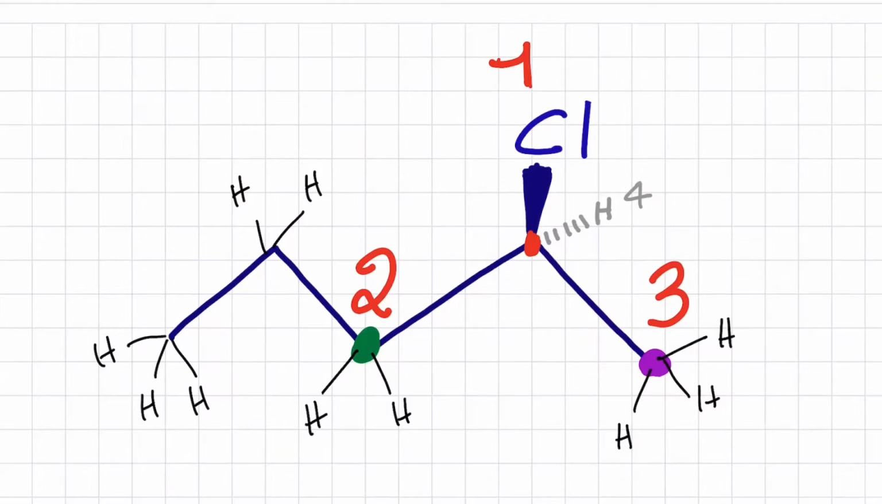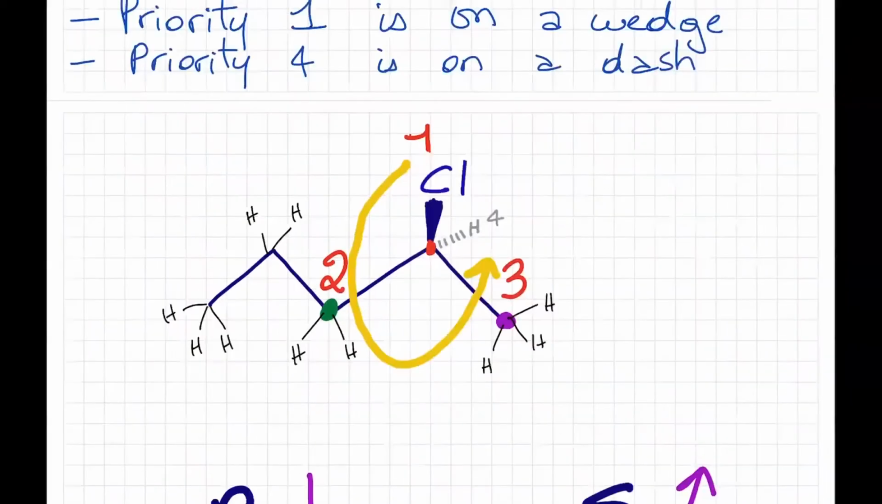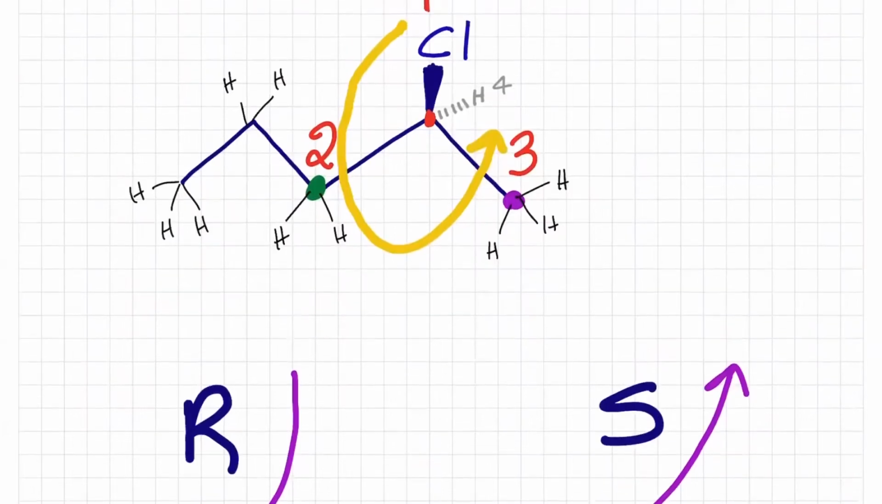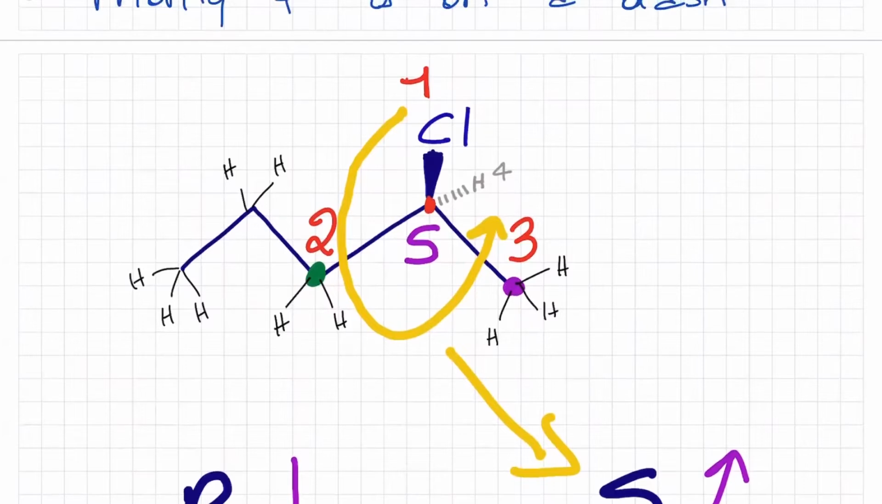Once you see that number 1 is on a wedge and number 4 is on a dash, then we can ignore the fourth priority. That's why I put it in gray here, and focus on the first, the second, and third priority. And now let's do the motion, the R or S motion, to determine what we have here. We can do the motion 1 to 2 to 3. We'll go counterclockwise. Let's compare it with what we had at the bottom. We can see that this chiral center here is S. Okay? This one is the simplest, the easiest, the straightforward one.